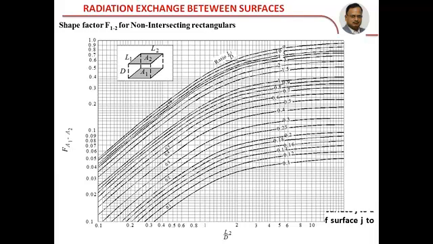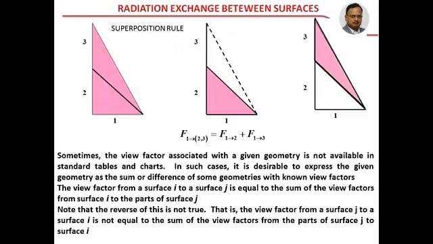Now we have seen the reciprocity relation, A1 F1 to 2 is equal to A2 F2 to 1. The summation rule says that the amount of energy emitted by a body 1 should go and fall on all the remaining bodies. So sigma F i to j, j equal to 1 to n, is equal to 1. Total energy should be equal to 100%. And now we will go for another simple rule to determine the shape factor, that is the superposition rule.